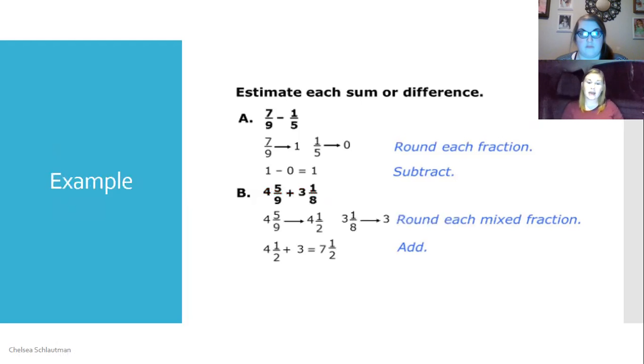Next, we're going to look at part B here, and it says 4 and 5/9 plus 3 and 1/8. So we're going to look at 4 and 5 over 9. That is going to be rounded to 4.5. And then 3 and 1/8 is going to round down to 3 because 1 over 8 doesn't get close to 8 over 8 to make that whole. So next we're going to add those, and you'll have 4.5 plus 3, which is going to equal 7.5.